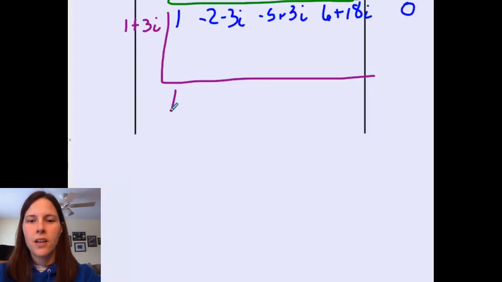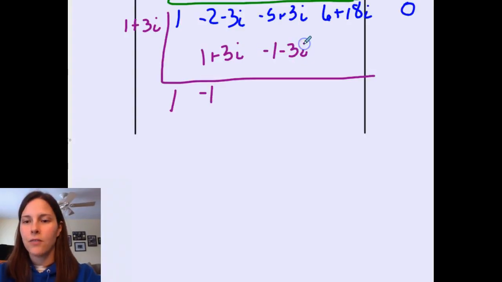Dropping the 1, multiplying by the 1 plus 3i. This time we have like terms to add. We'll add our real numbers as well as our imaginary numbers. In this case, they canceled, so that worked out pretty nicely. Multiplying the negative 1 by the 1 plus 3i, we get negative 1 minus 3i. Adding our like terms, our imaginary pieces cancel again.